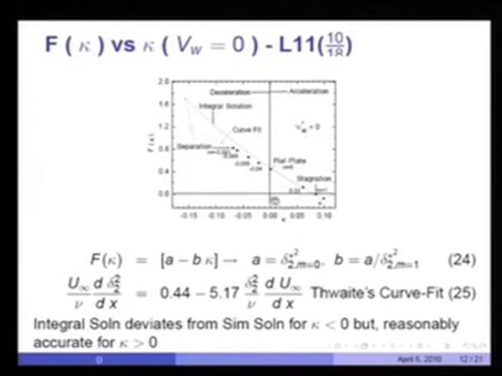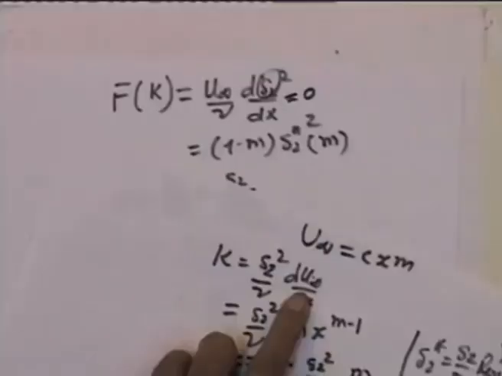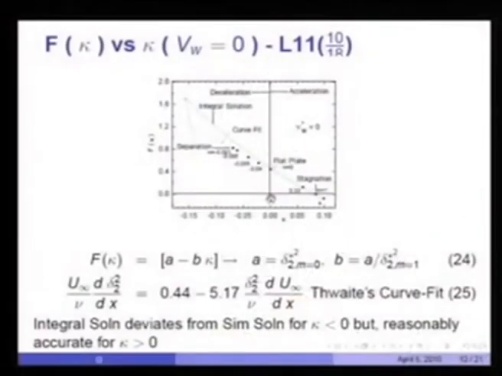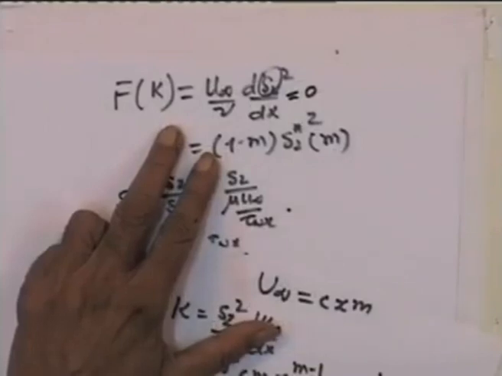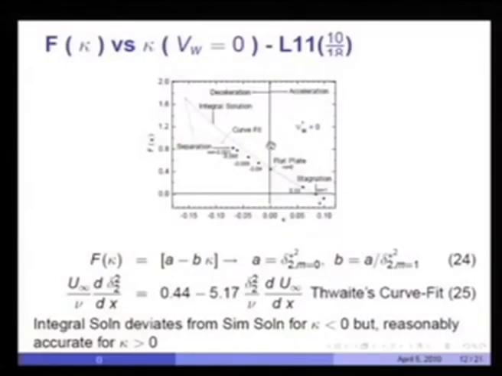You will notice that when kappa is equal to 0, the value of f k must represent the flat plate solution, and when f k is equal to 0, as we just said, it must represent the stagnation point solution. So, the intercept on the y axis represents the flat plate solution, whereas the intercept on the x axis represents the stagnation point solution, and f k values turn negative when you have a very highly accelerated flow, whereas when the flow is decelerating, f k values are positive.